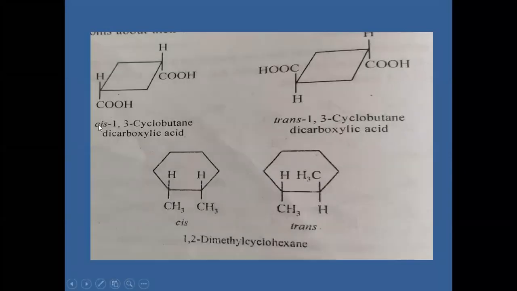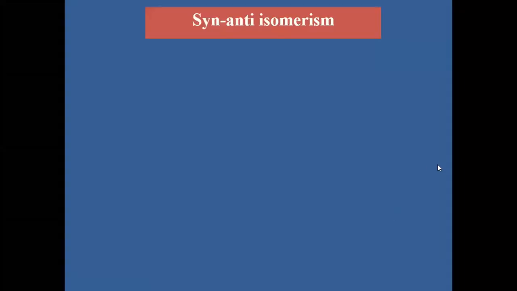As you can see here also, cis 1,3 cyclobutane dicarboxylic acid, COOH, COOH are on the same side. Trans 1,3 cyclobutane dicarboxylic acid, COOH and COOH, they are on the opposite side. Here also another example is cis and trans. In cis 1,2 dimethyl cyclohexane, these two methyl groups are on the same side, and here these two methyl groups are on the opposite side. So this is the cis and trans isomerism in cycloalkane.